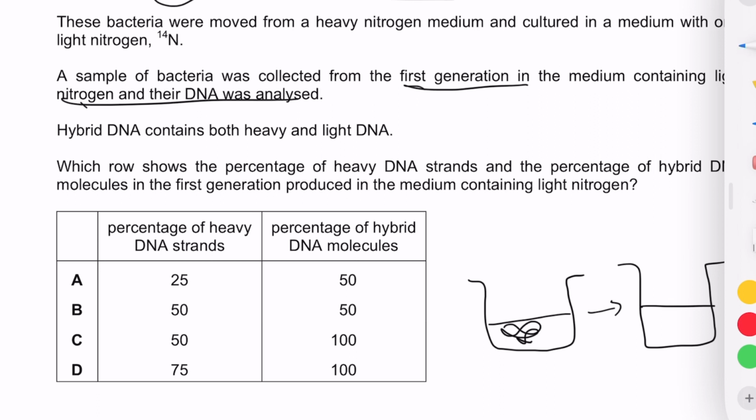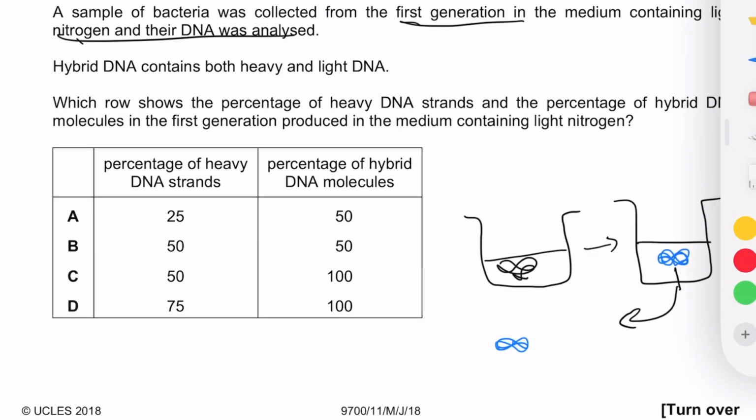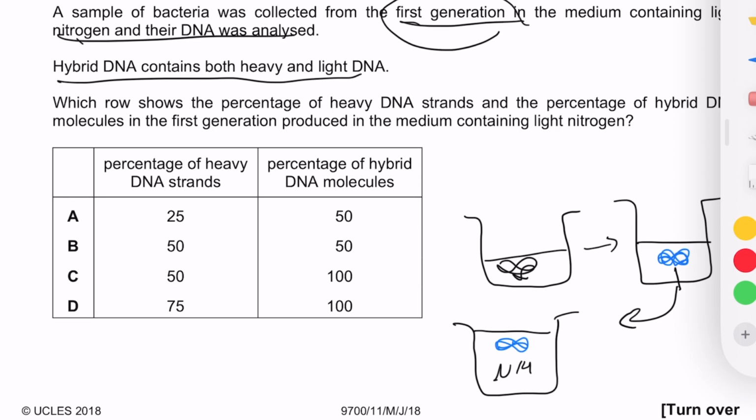So basically, we're going to end up with this type of heavy nitrogen, and then they took this DNA right here and placed it in a medium containing N14, okay? And they left it to divide, so here we have N14. They left it to divide from the first generation, and the hybrid DNA was analyzed, and it was hybrid.